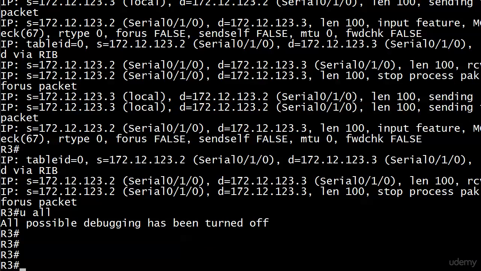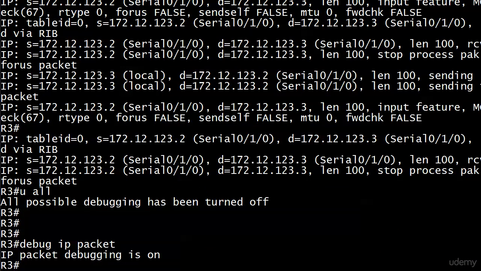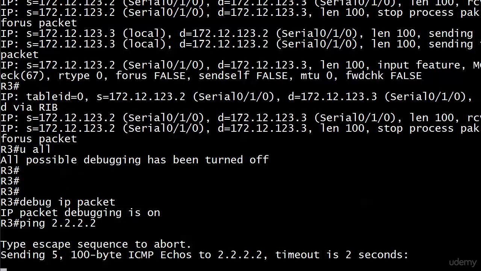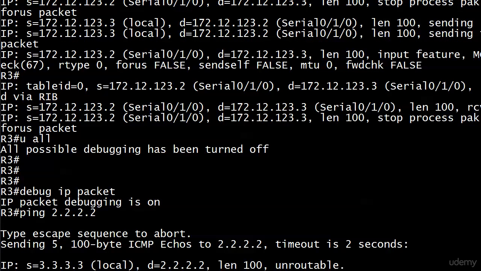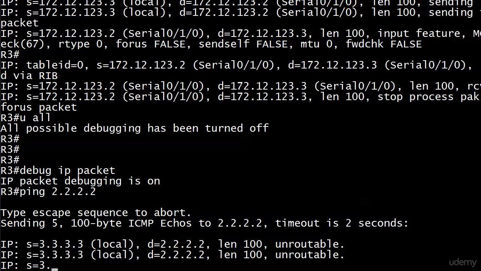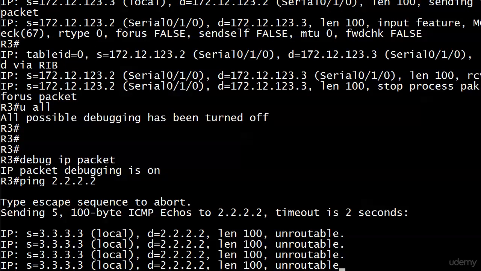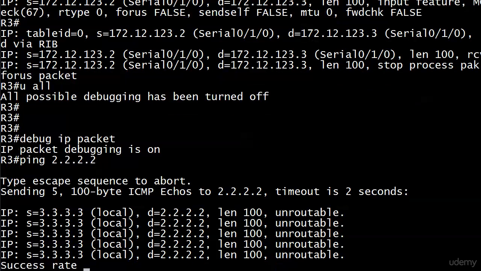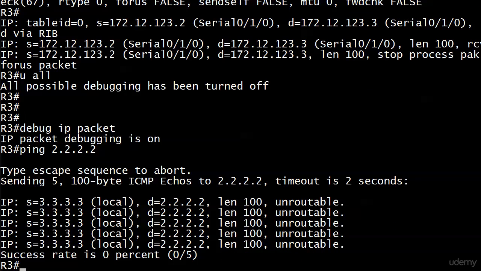So now I'm going to turn the debug back on and ping 2.2.2.2 and see if we can spot what the issue is. Debug ip packet. And then ping 2.2.2.2. And that does not look good. We do not have many certainties in our business. We can rarely say never or always, because there's almost always an exception. But the word unroutable in a return of a debug is always bad.